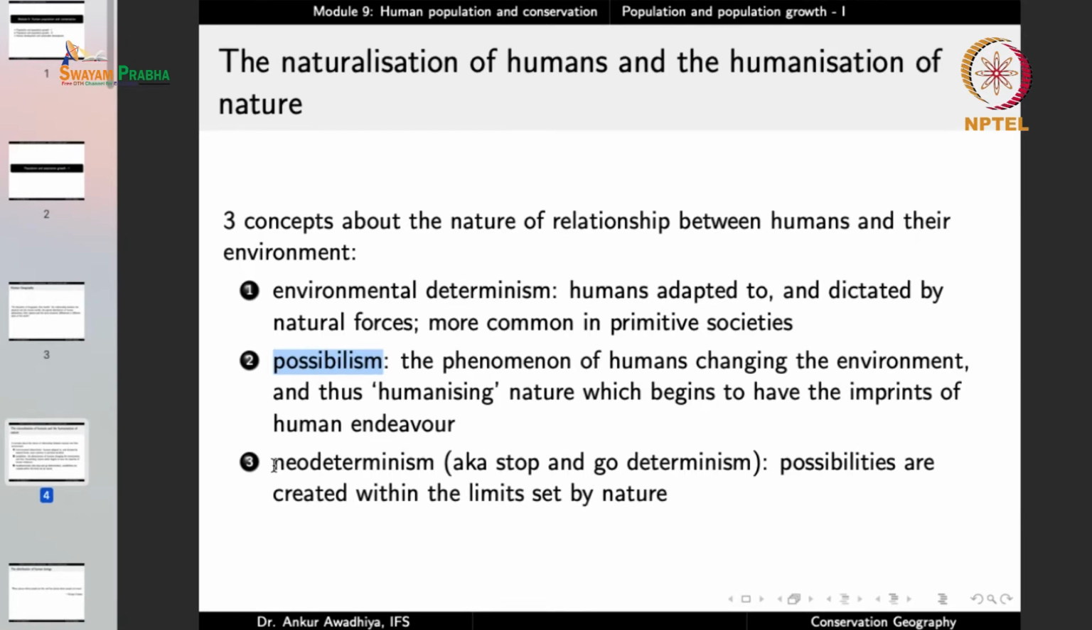Now, currently the thought process is about Neodeterminism, which is known as stop and go determinism. Possibilities are created within the limits set by nature. Now, what does that mean? It means that yes, we can change nature, but only to a certain extent.